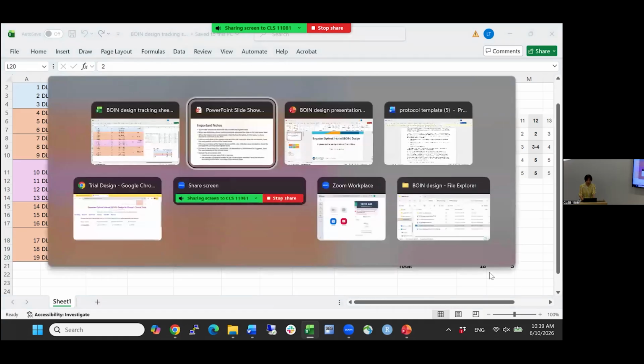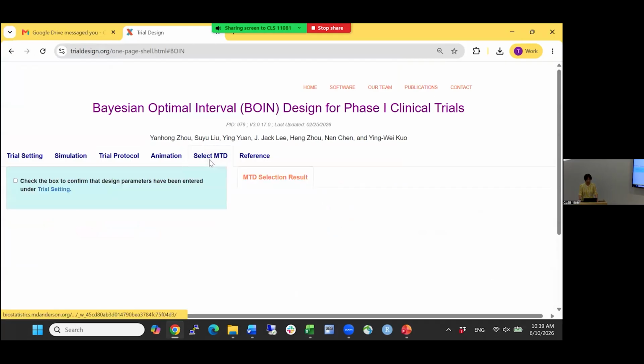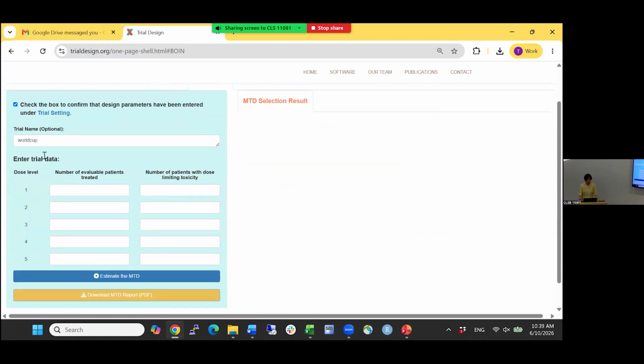We go back to the website. There is a tab here, select MTD. So first we need to let them know we are still using the BOIN design. Then we enter the numbers just as what we have in the summary table.